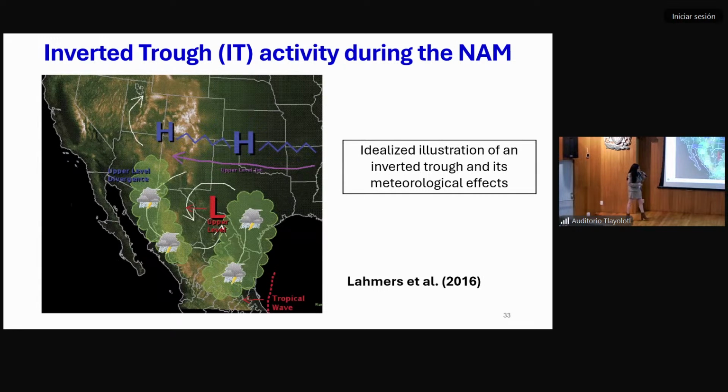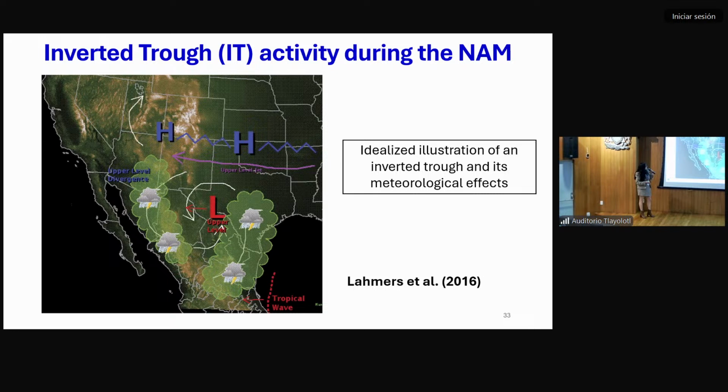And I love this paper from Lammers et al. 2016. They studied inverted troughs, and I took that image from that paper. So you can see here that they put all the intense convection around the inverted trough. The intense convection, for example mesoscale convective systems, can occur over this edge of the inverted trough, and also can occur on this side.